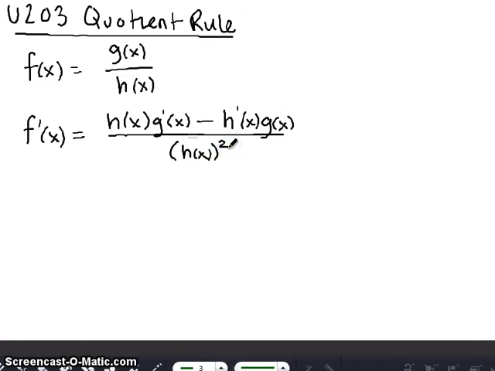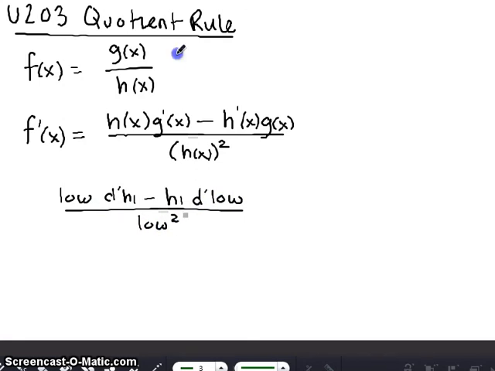So we're going to listen to a calculus musical song in class, and what it's going to say is "low d high minus high d low all over low squared." And when they're saying high and low, they're talking about the numerator and denominator of your fraction.